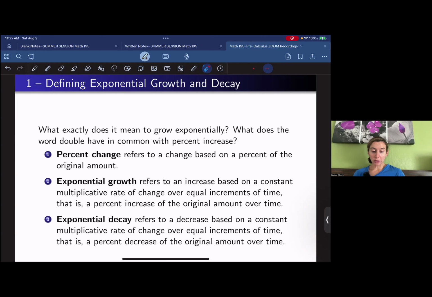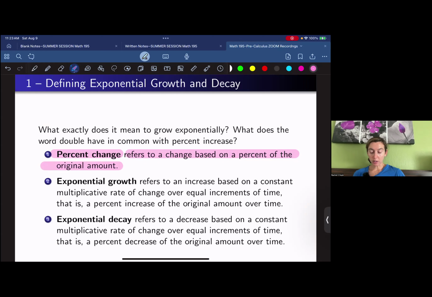Okay, so definition page. What exactly does it mean to grow exponentially? What does the word double have in common with percent increase? We'll see a lot of doubling throughout this lesson. And so we have three main vocab words. We have percent change, which just refers to a change based on a percent of the original amount.